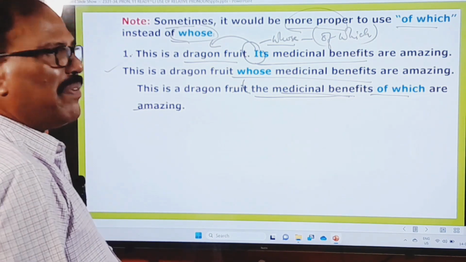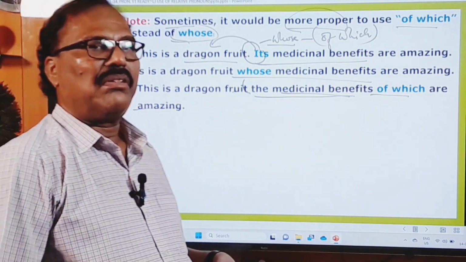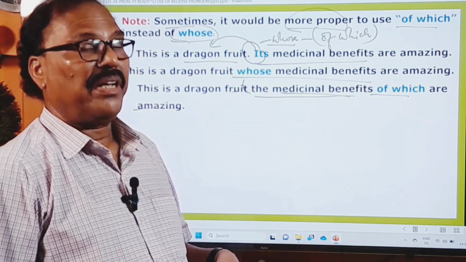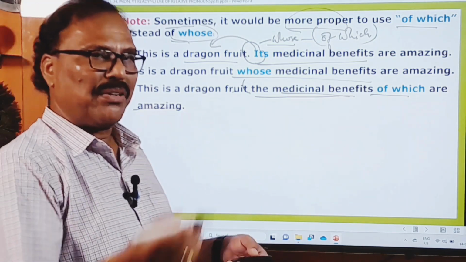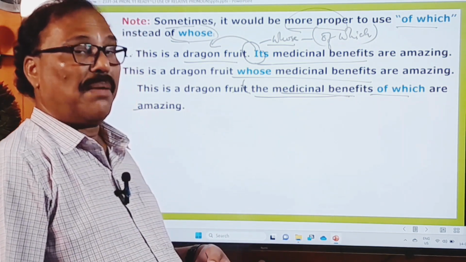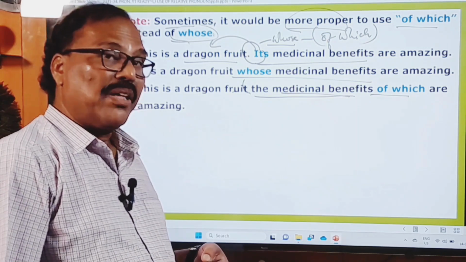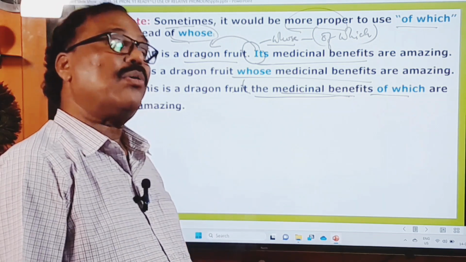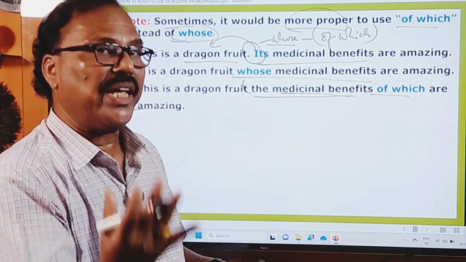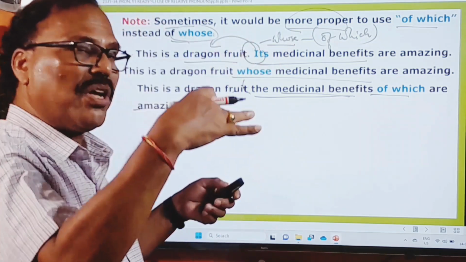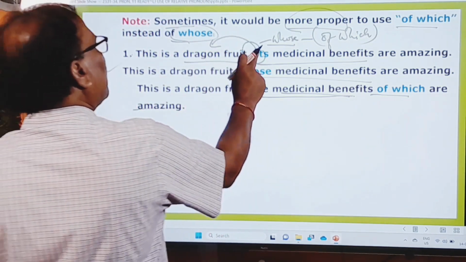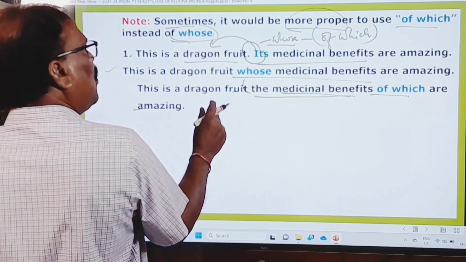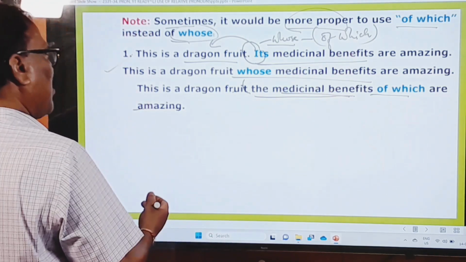Okay, as in the previous slide, we have said, the sun is regarded as a god by the Hindus. Its rays give life to the earth. In the previous slide we have taken that example. So in that also we can say the sun, the rays of which. In the previous slide you said whose rays, but instead of saying whose rays, you can say the rays of which also. So whenever whose is used to refer to things or animals, you can use of which also sometimes.